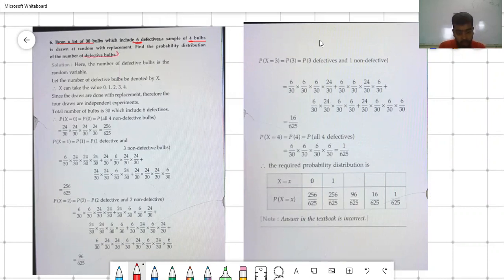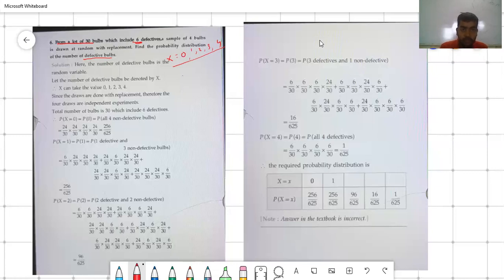We have to identify the distribution of the defective bulbs. That means defective bulbs, how many are we drawing? 4. So X will take the values 0, 1, 2, 3, and 4. This is a random variable because the number of defective bulbs may be 0, 1, 2, 3, or 4. Now for X is equal to 0.